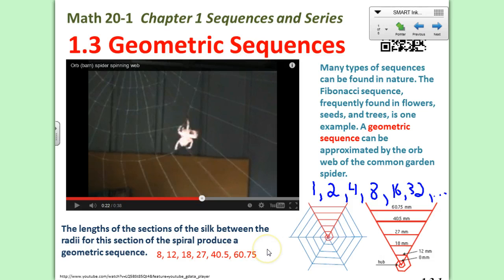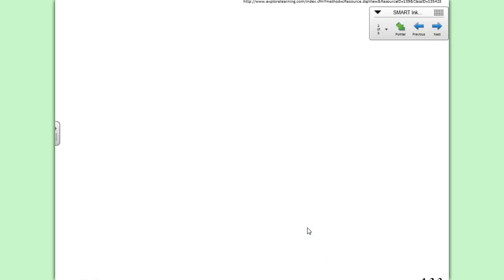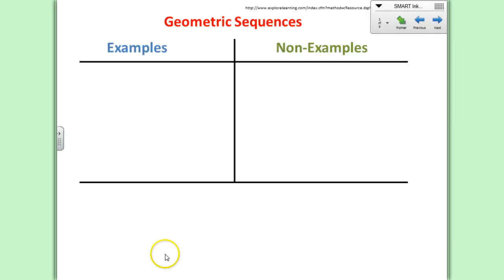We continue on and go, okay, well, what exactly is it that makes a sequence geometric? And if you look at these patterns, clearly when we think about arithmetic, they don't have a common difference. So what is it that defines a geometric sequence? Well, let's find out. All right, well, let's look more into examples that are and are not geometric.